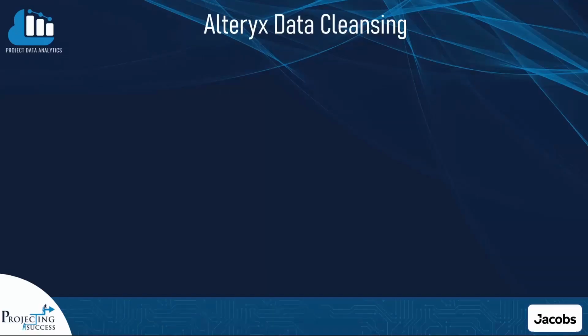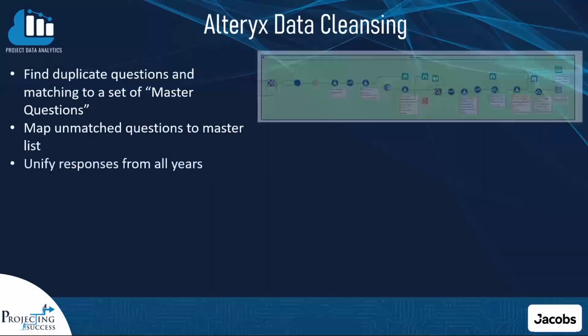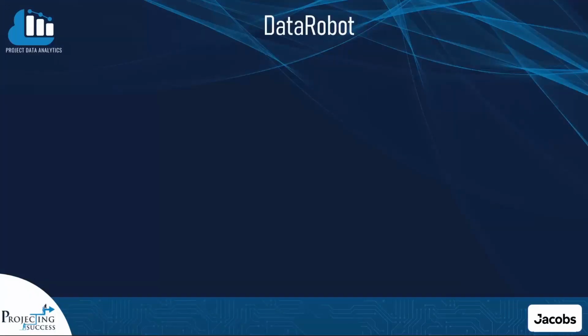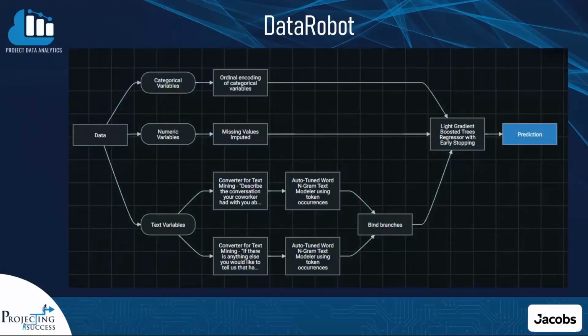So how do we cleanse the data? Well, let's say we got multiple duplicate questions. We had questions that didn't quite map up across the years, so we had to unify them all across. This is how we did it here in Alteryx. And again, this is how our DataRobot model worked. Very briefly, this is the blueprint. You can see the variety of different steps taken to take that data set at the left-hand side and get our prediction all the way at the right-hand side.